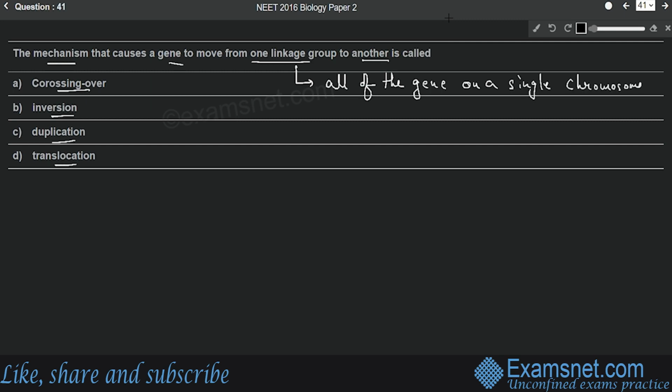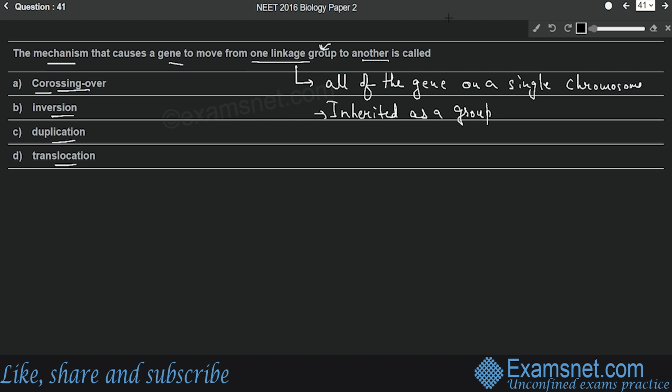And why they are known as linkage group? Because these are inherited as a group, and not individually. Therefore, these are known as linkage group. Now let's understand the meaning of the terms given here.